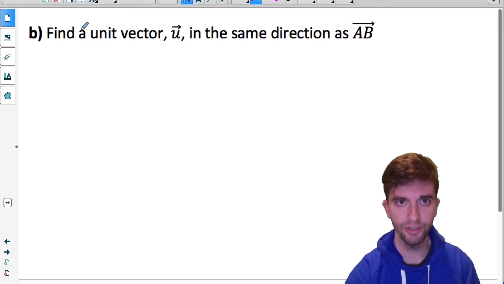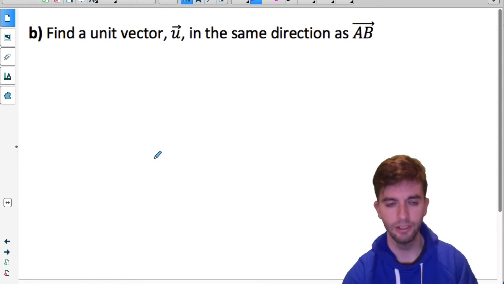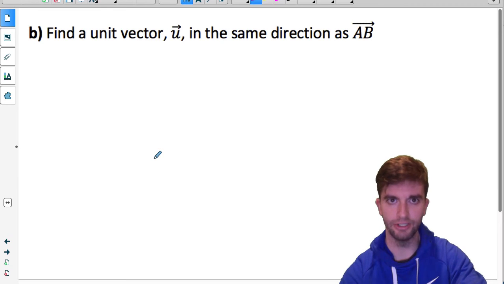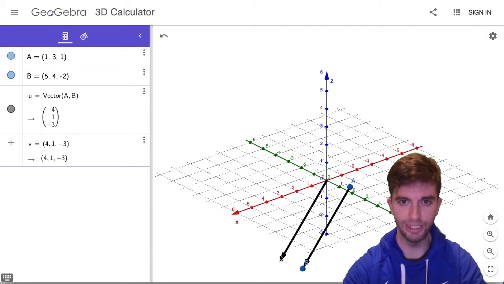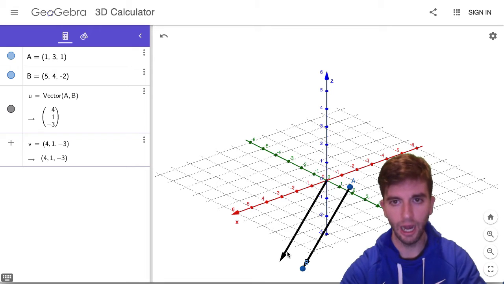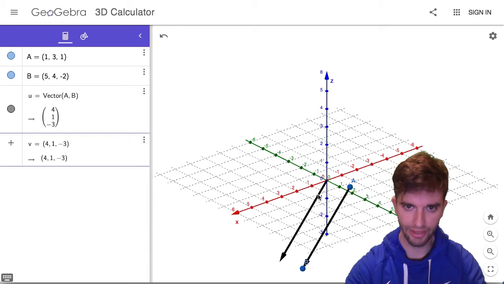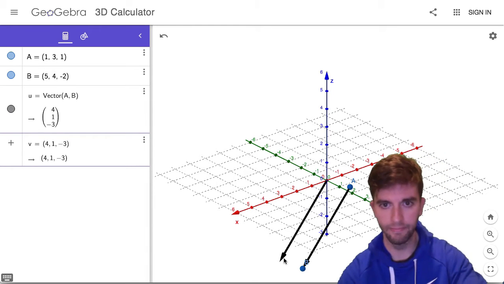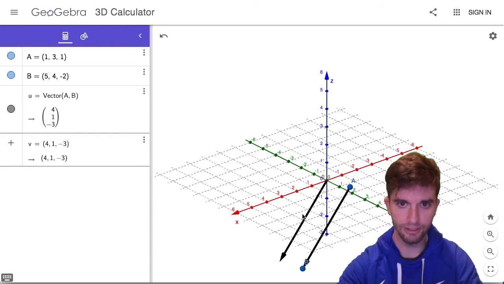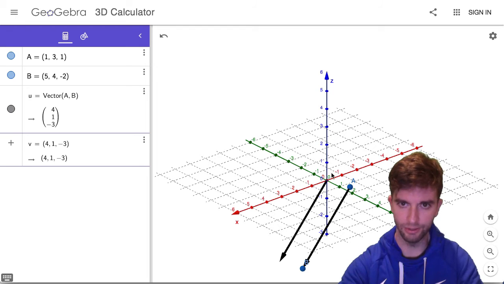B says find a unit vector u in the same direction as AB. So I need a vector that is in the exact same direction as vector AB. So here's vector AB translated so its tail is at the origin. I want a vector that goes in the exact same direction, but its magnitude is 1. So I need to multiply this vector, vector AB, by a scalar that reduces its magnitude to 1.